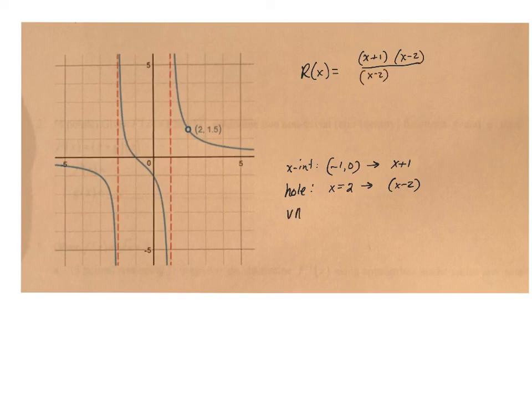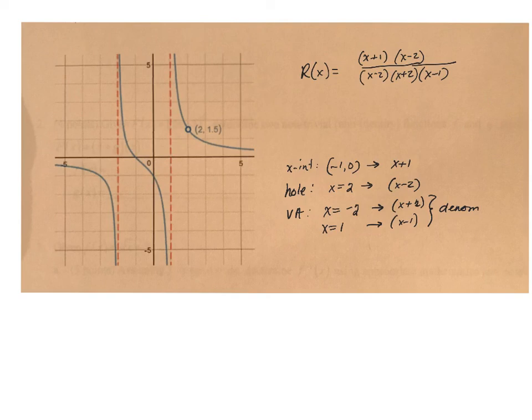I have vertical asymptotes. Actually, I have two vertical asymptotes, one at x equals negative 2 and one at x equals 1. What that means is that x plus 2 and x minus 1 are both in the denominator, because that's where, of course, I find vertical asymptotes. So I'll add those, (x plus 2) times (x minus 1).